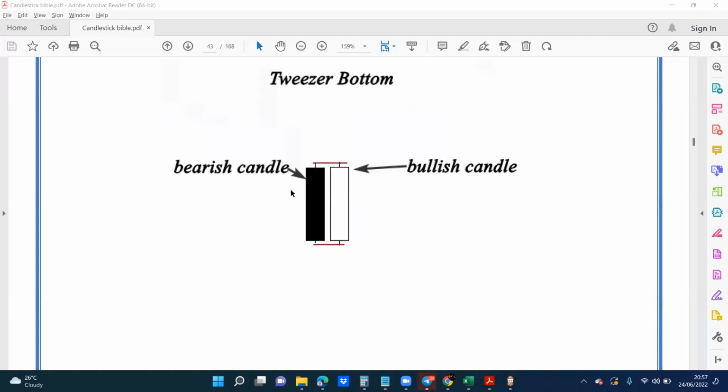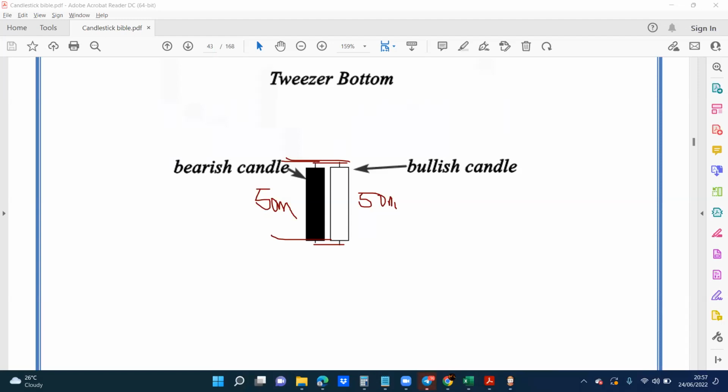Let's take this to mean distance. Sellers sold for 50 meters, and buyers came and bought again for 50 meters. So where are we? We are back to where we started from. It's a sign of indecision. Neither buyers nor sellers won in the last two candles.